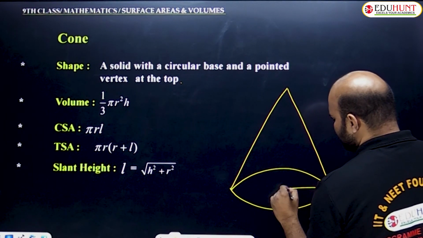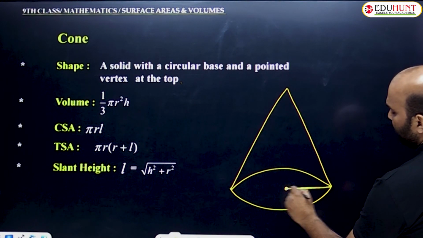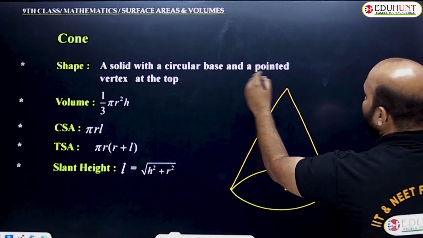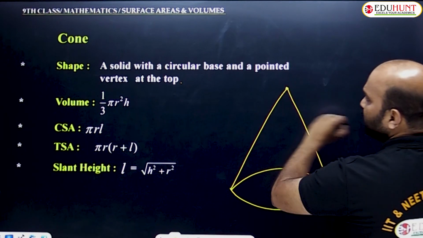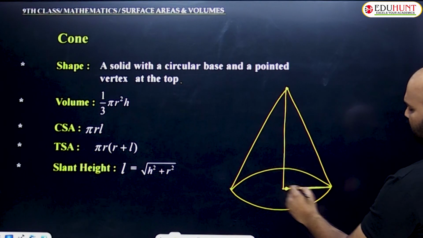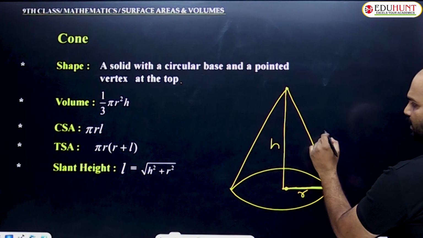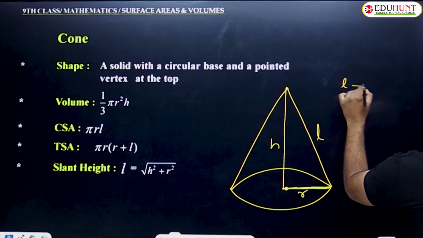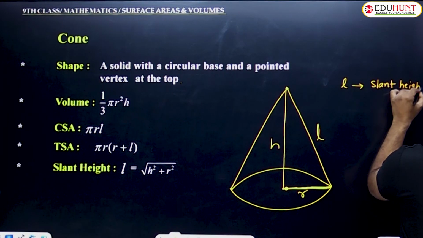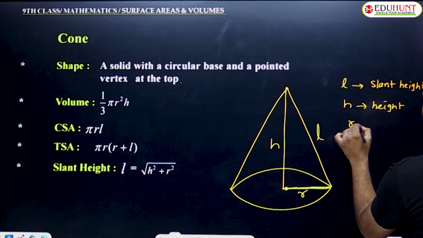A circle contains a center with a radius. Any point from the center to the circumference, that is called radius. And a pointed vertex at the top. So this is called cone. So what is the base shape? Circle. The circle contains radius. It has a height. It has a slant height, called slant height L. Here L stands for slant height, H stands for height, and R stands for radius of the circle.